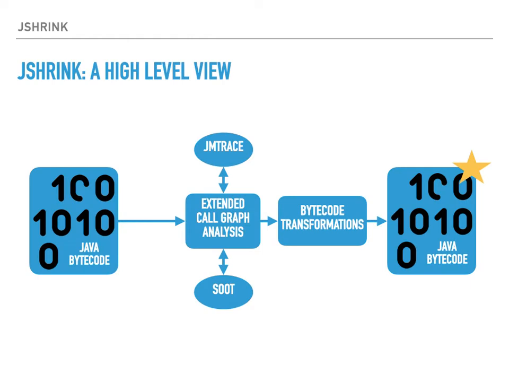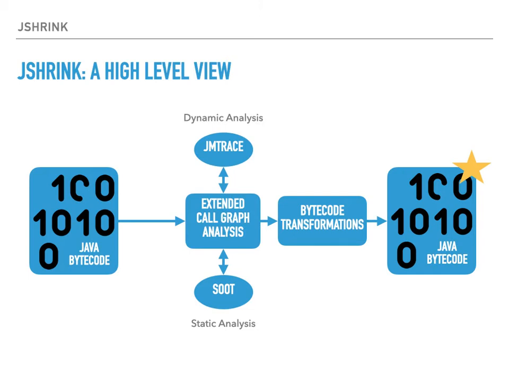Our solution to this problem is JShrink, and here we provide a high-level overview of JShrink. JShrink starts by inputting Java bytecode, and then creates what we call the extended call graph. The extended call graph is like an ordinary static call graph, but extended to account for the dynamic calling within Java. The dynamic analysis component is carried out by our component, which we call JMtrace, which we'll talk about in another slide. The static analysis is carried out by the third-party Soot library.